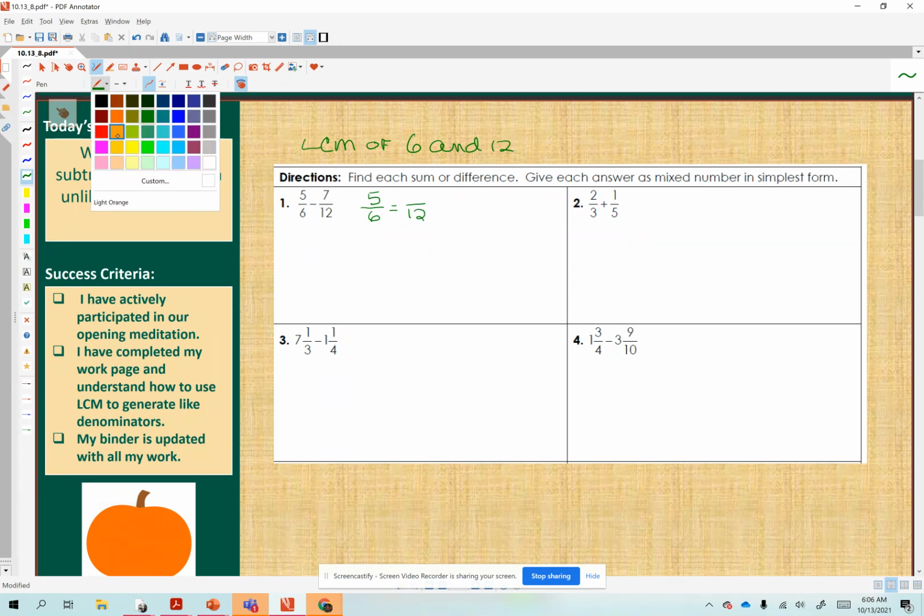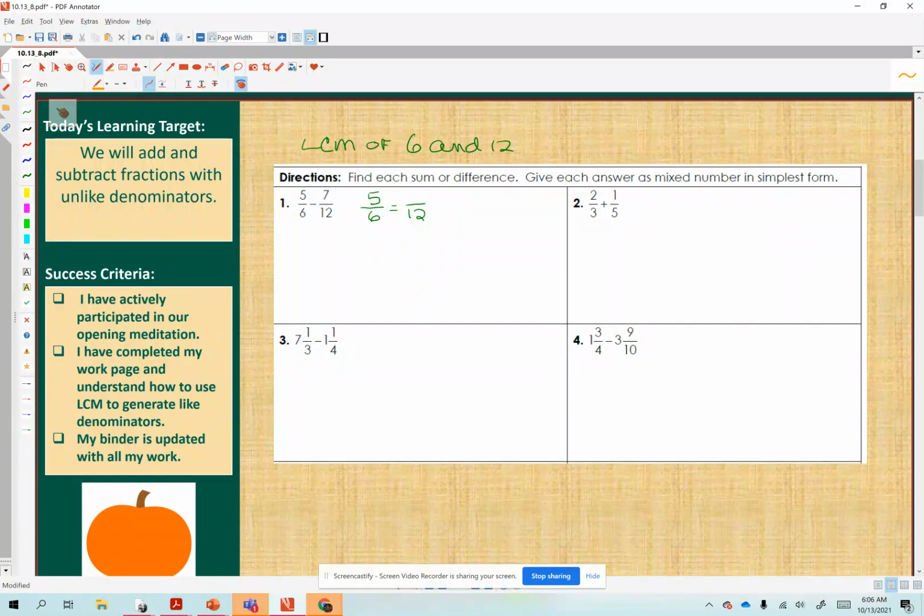Well, in order to get from 6 to 12, I multiplied the denominator by 2, which means I'll multiply the numerator by the same thing. So 5 times 2 is 10. So that means that 10/12 and 5/6 are equivalent fractions. Now I can subtract. So I'll rewrite my problem as 10/12 minus 5/6. I'm sorry, minus 7/12.